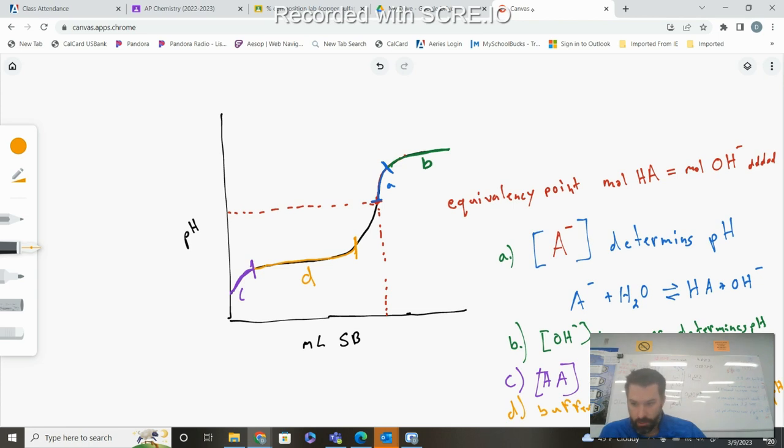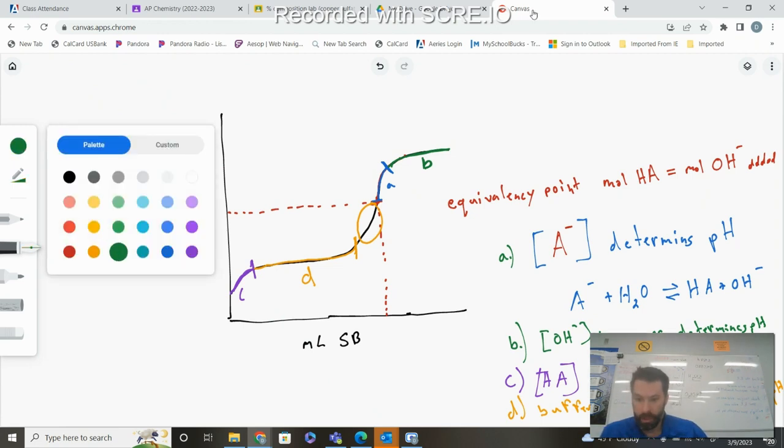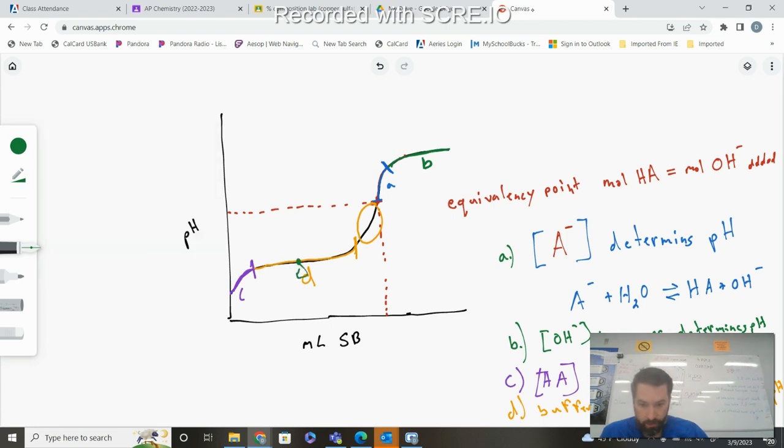Now, I didn't label this part right here because I didn't really draw it too great. In general, yes, you can say that this part is also generally dominated by a little bit more your A minus, but I'm not going to worry too much about that. Okay. One last data point on there is your 1/2 equivalency. Okay. 1/2 equivalency is where you find your Ka. Okay. And that is what you do with titration curves.